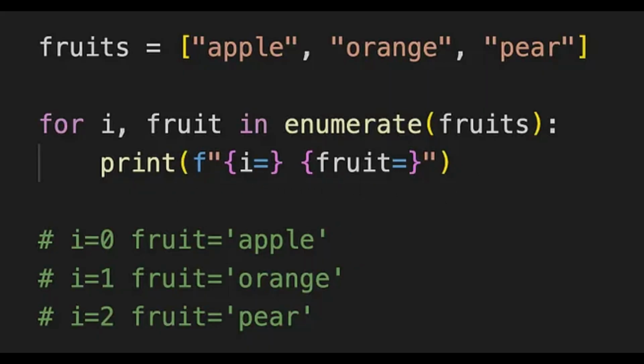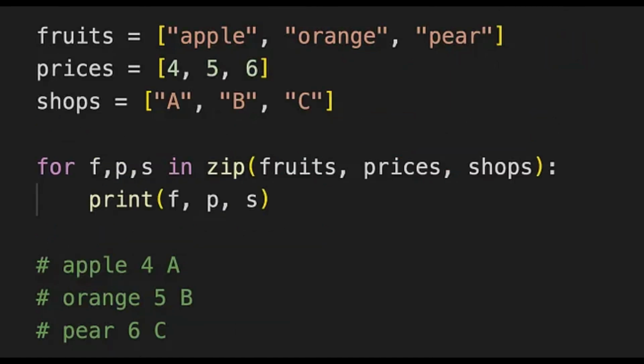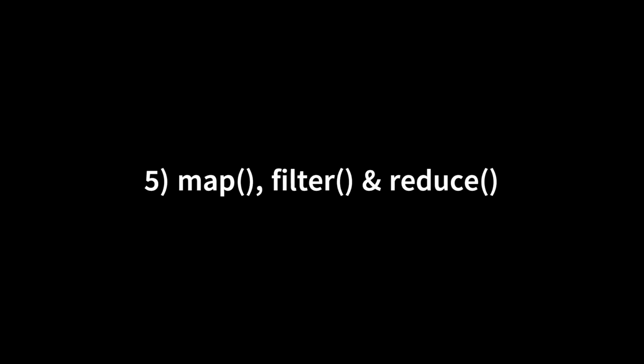Enumerate and zip can be useful when iterating through stuff. Enumerate generates both index and value when iterating through some iterable. Zip allows us to iterate through 2 or more iterables at the same time. These 3 functions are useful when we wish to transform our list or other iterable.